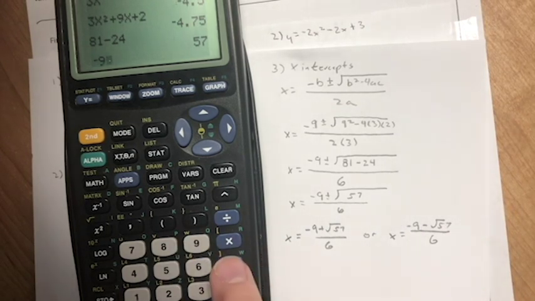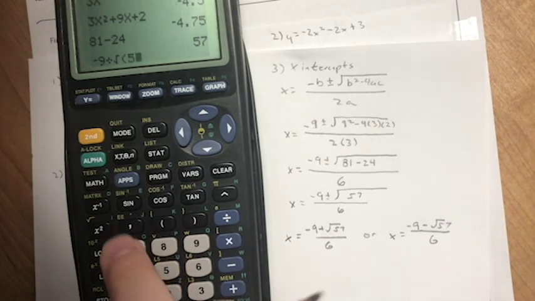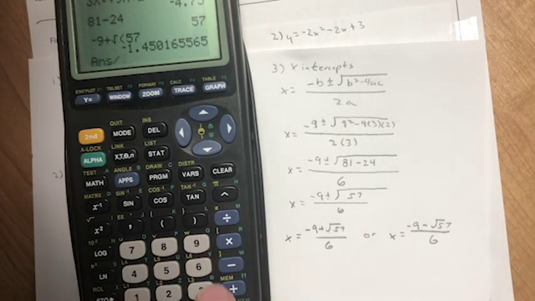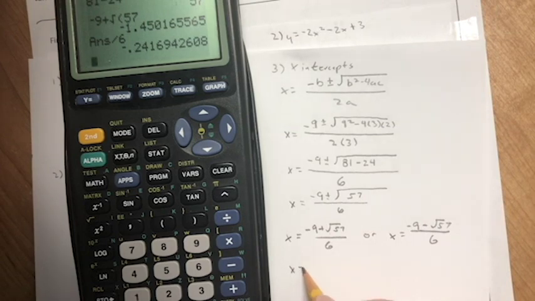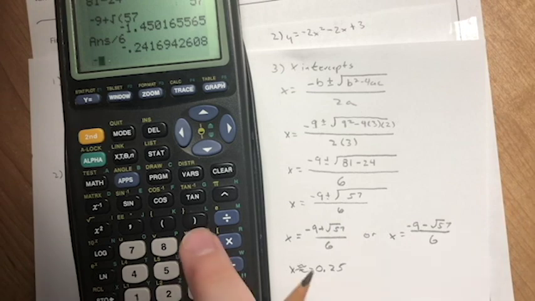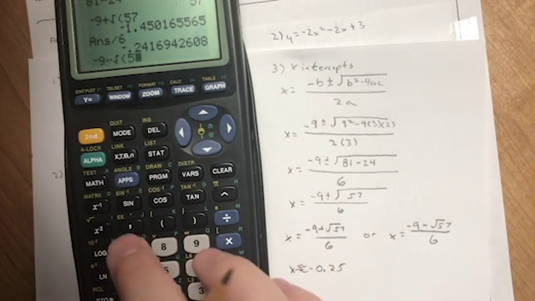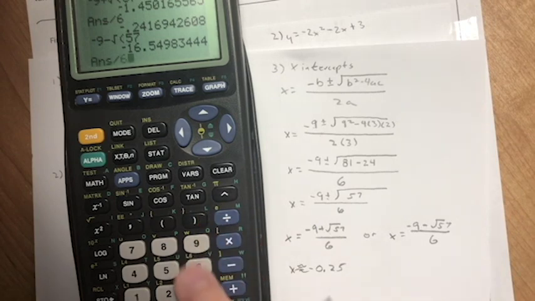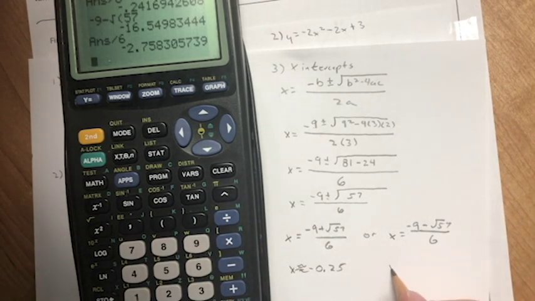Negative 9 plus the square root of 57. Hit enter. I'm going to divide by 6, and I get that my answer for x is going to be, let's round to the nearest hundredth, negative 0.25, give or take. That gives us a little bit of an example, okay? And then I could do the same thing on the other side. Negative 9 minus the square root of 57, divide by 6, and I get, rounding again, that x is equal to about negative 2.75, somewhere around there, okay?